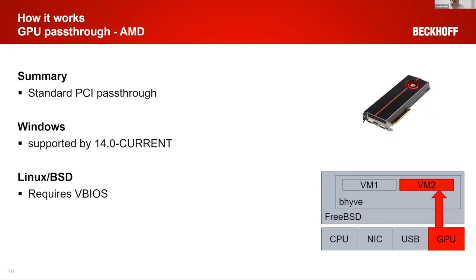Well, after showing you my live demonstration, I will go a bit into details how it works. So first of all, I will start with AMD because it's the easiest one, because it just uses the standard PCI passthrough, which is already supported by bhyve. However, due to some minor issues with PCI passthrough, it will only be supported by FreeBSD 14 current. And additionally, it only works on Windows because for Linux, you will require the video BIOS of your GPU.